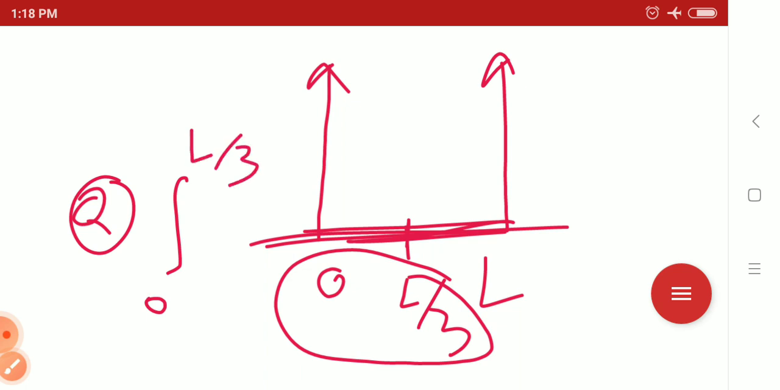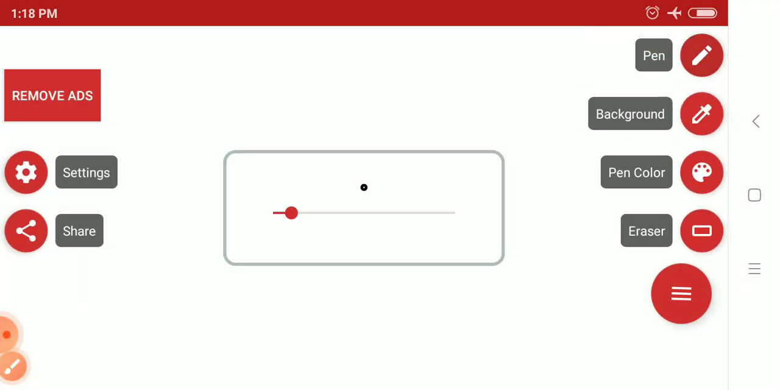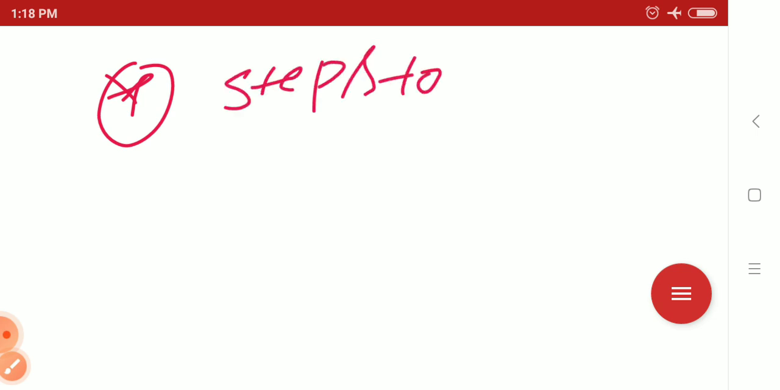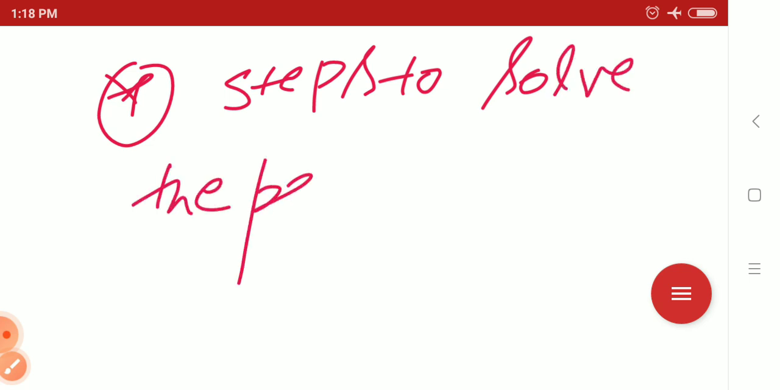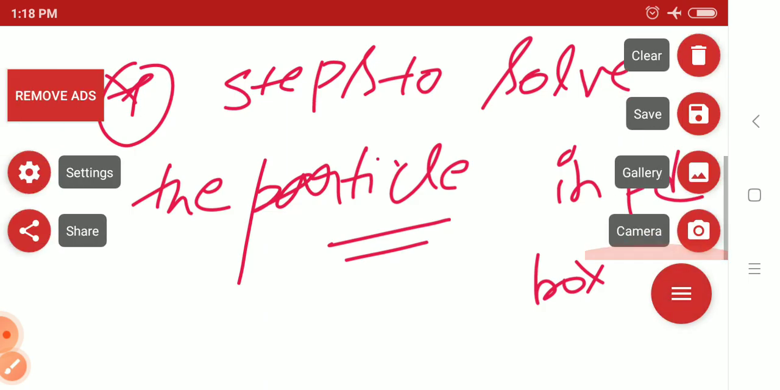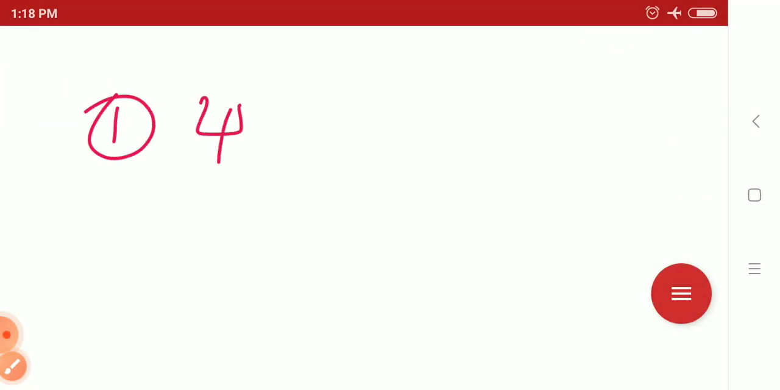So now how will you solve that problem? The first steps to solve it for a particle within some certain range in the infinite 1D box: first, write the wave function of the particle.